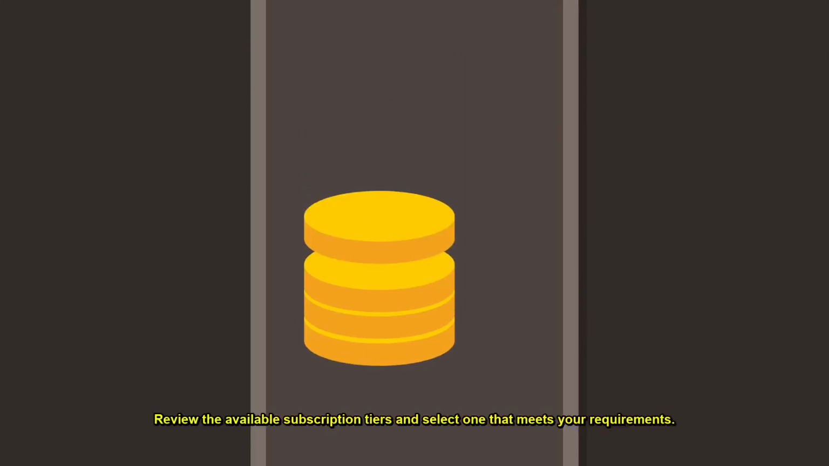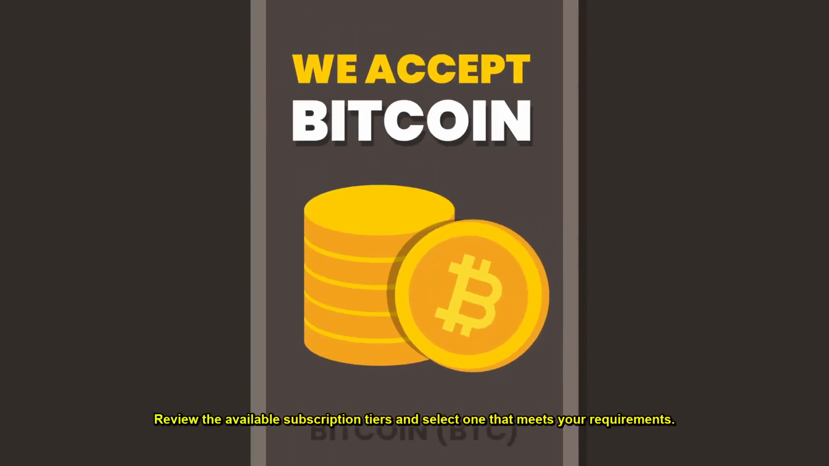To manage your subscription, navigate back to your account settings. In the account settings, find the Plan or Subscription section. Review the available subscription tiers and select one that meets your requirements. Follow the prompts to complete your subscription purchase.